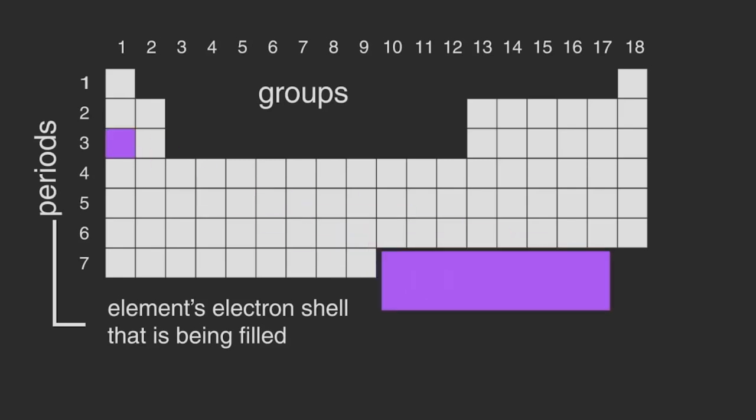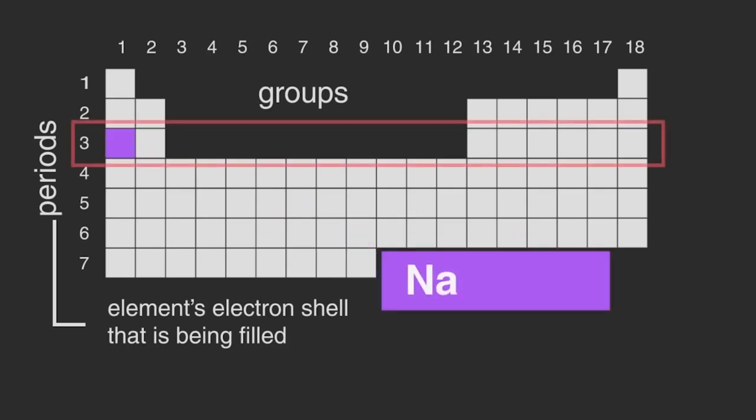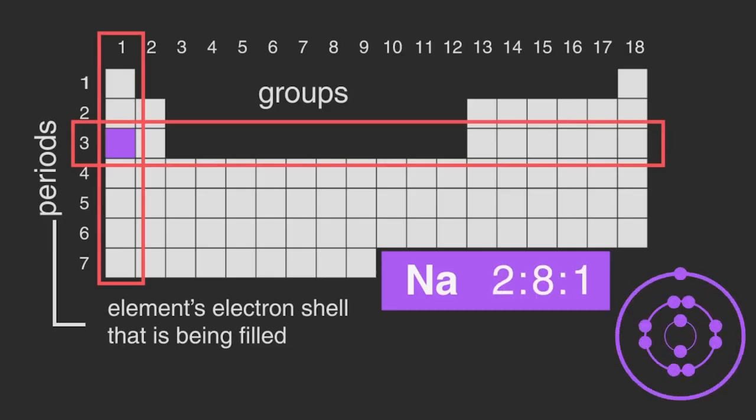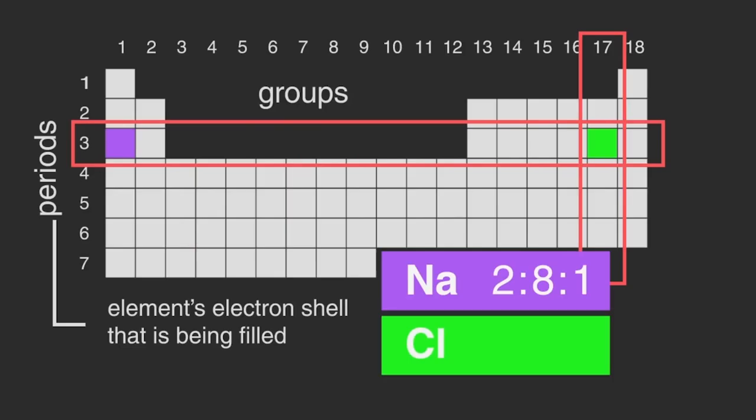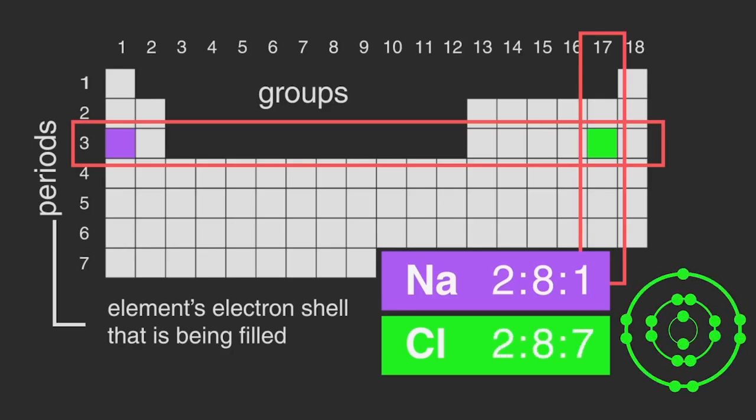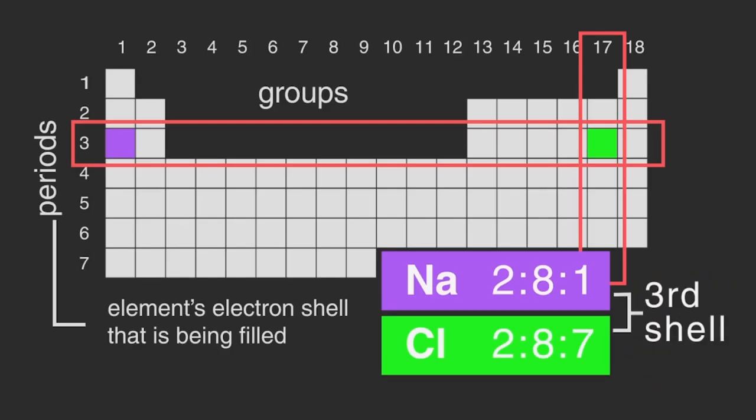For example, sodium, Na, in period 3, group 1, has the electronic configuration 2,8,1. Whereas Cl, chlorine, also in period 3 but in group 17, has the electronic configuration 2,8,7. In both cases, it is the third shell that is being filled.